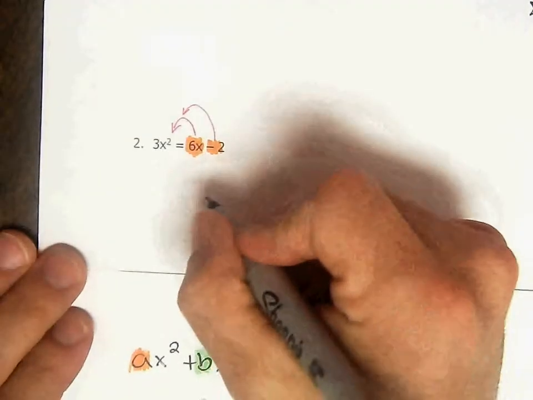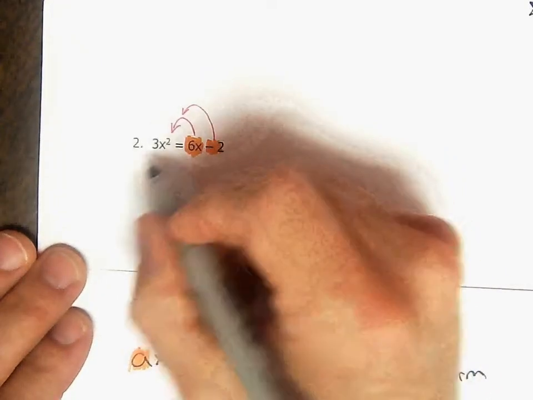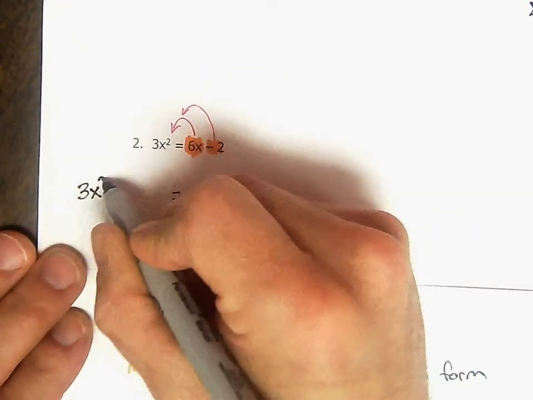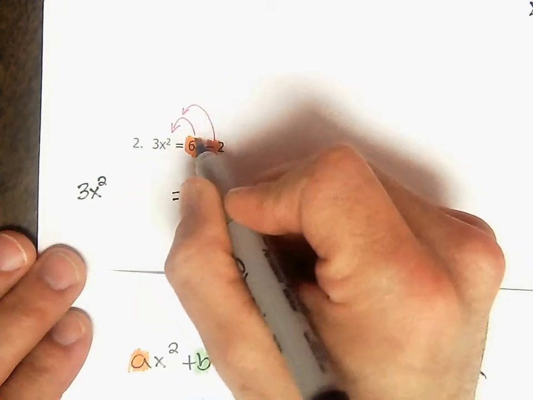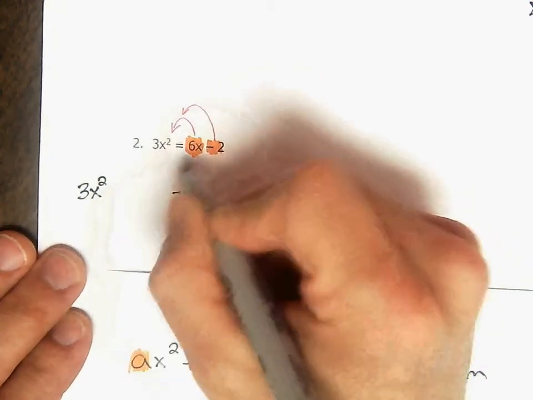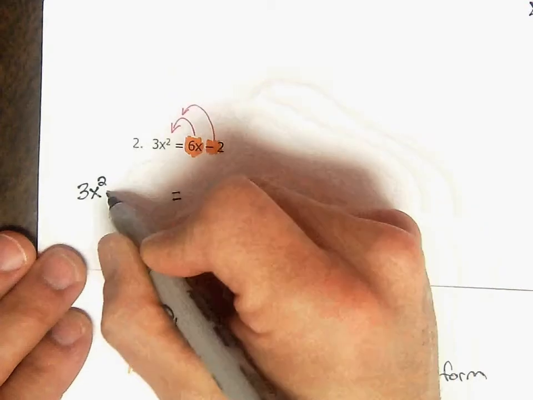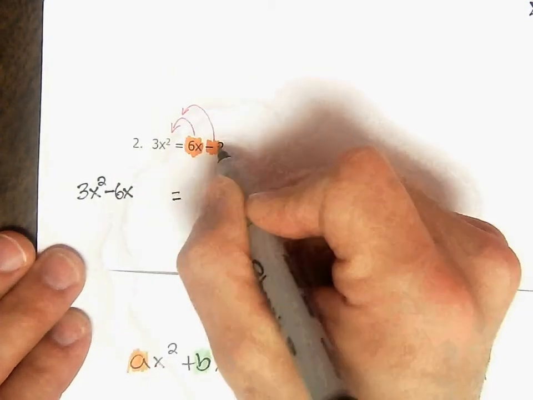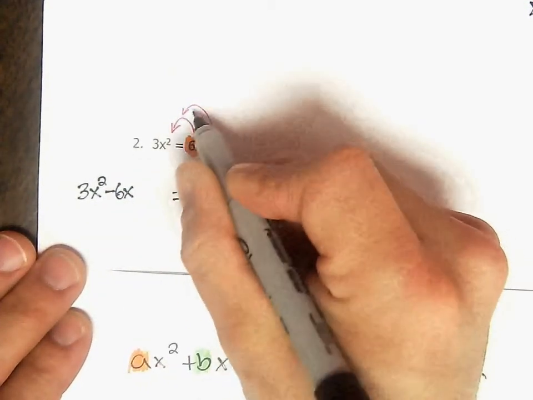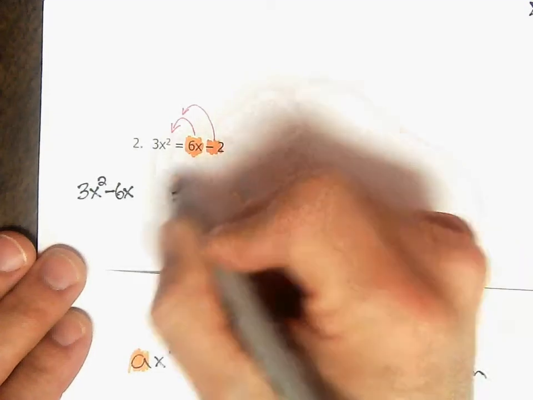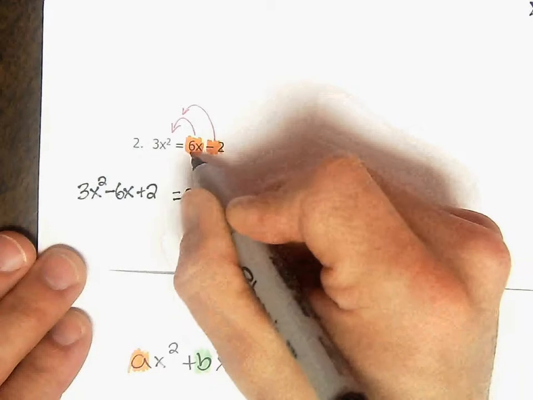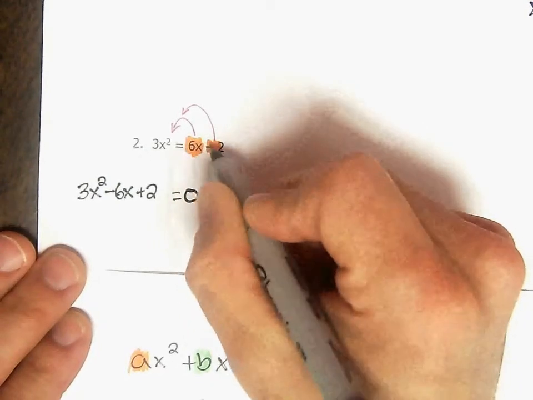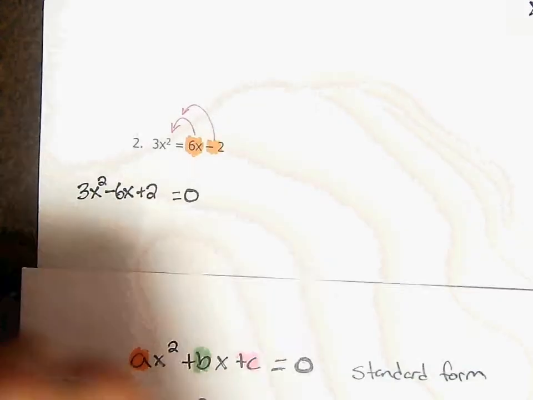So here's my equal sign. My 3x squared was already over here, so I don't have to do anything to it. It was already on this side of the equal sign. But when I move my 6x over to the side, it's going to change sign from a positive 6x to a negative 6x. And when I move my negative 2 over here, it's going to change from a negative 2 to a positive 2. And since there's nothing left over here once I move them both, I put a 0.